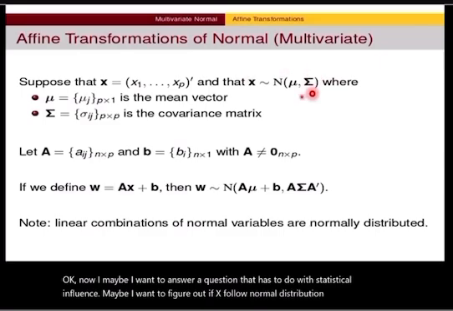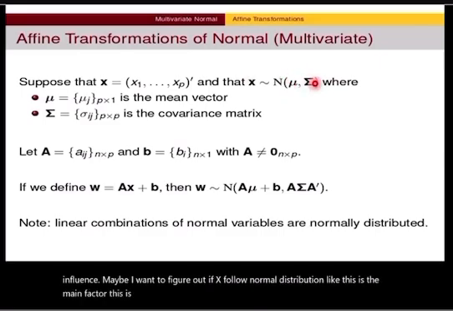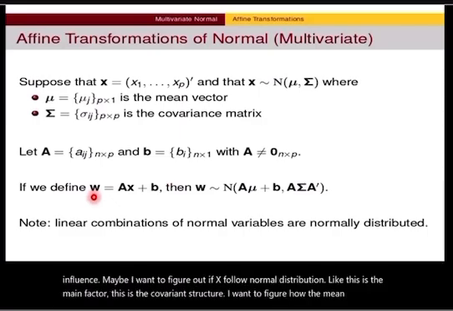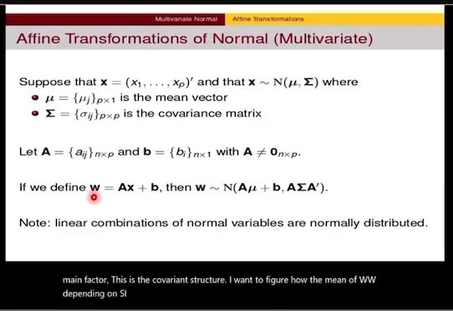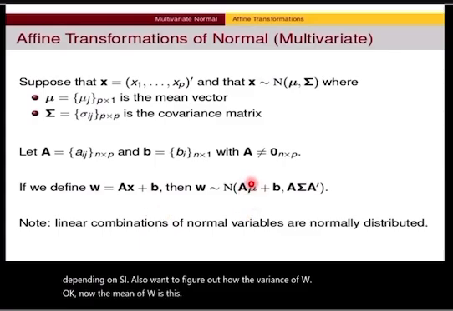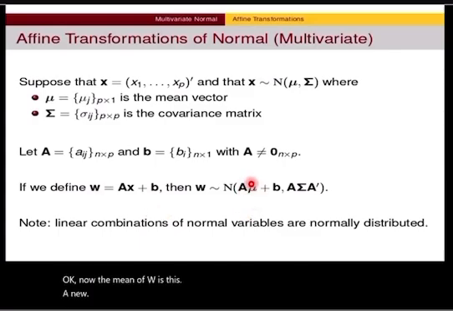This is the mean vector. This is the covariance structure. I want to figure out the mean of W, depending on X. I also want to figure out the variance of W. Now the mean of W is this, A mu. I will multiply the constant matrix by the mean vector. That will give me the mean of W.